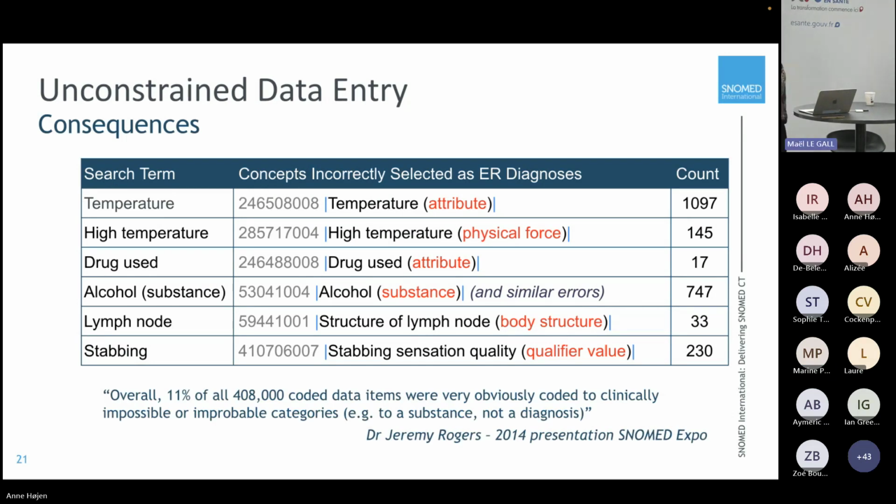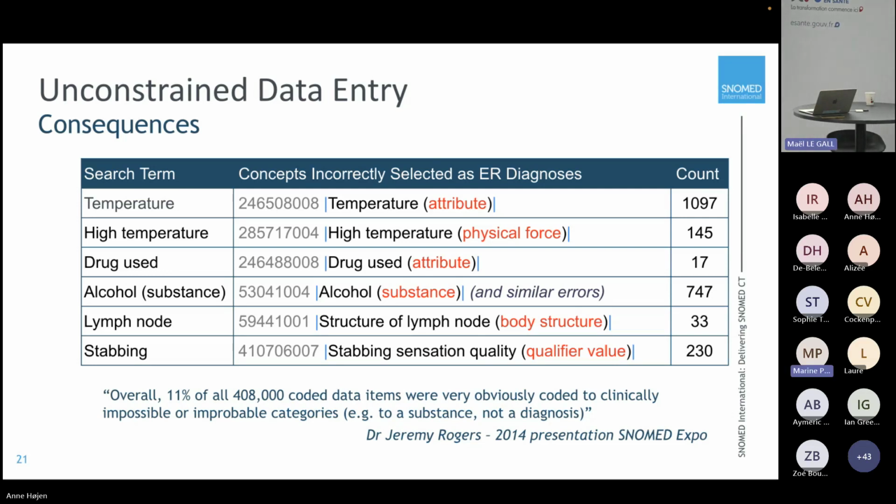I'll just show you this, because it's an old one from 2014 by Dr. Jeremy Rogers from the UK, who did a study. I don't know if you know, but in the UK, SNOMED is mandated for use for clinical documentation, and this was in the early days of their implementation, where they did an assessment of whether we actually use SNOMED CT consistently if we give clinicians access to it, and the answer was clearly no, as you can see here, because here you can see what they search for.